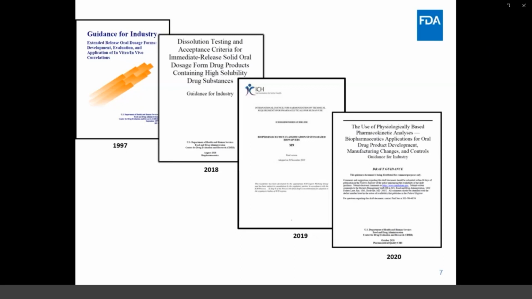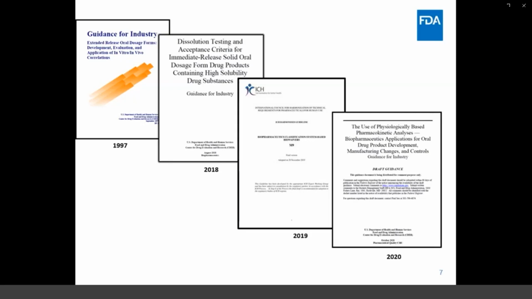In October of 2020, the agency issued the draft guidance for the pharmaceutical industry, the use of physiologically based pharmacokinetic analyses, biopharmaceutics applications for oral drug product development, manufacturing changes, and controls.